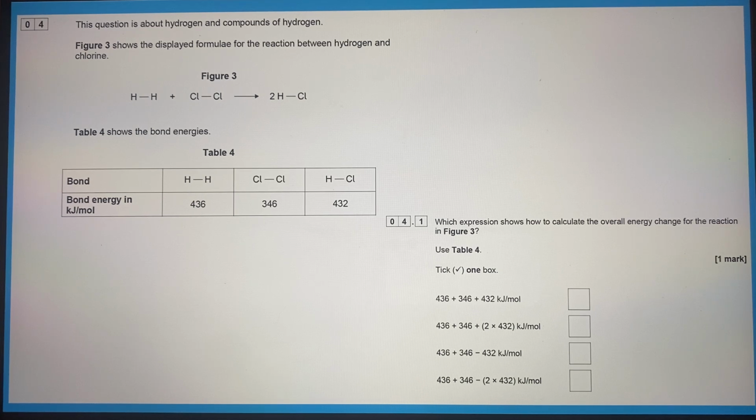Sub-question 4.1. Which expression shows how to calculate the overall energy change for the reaction in Figure 3? Use Table 4. Tick one box. And you have 4 options to choose from. So this question refers to calculation of bond energy in a chemical reaction.